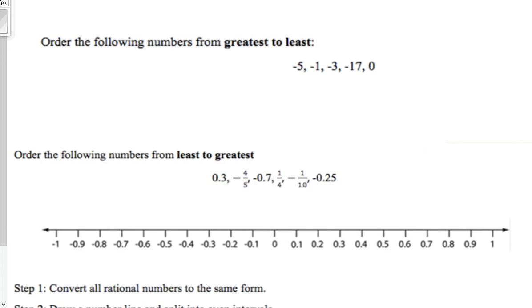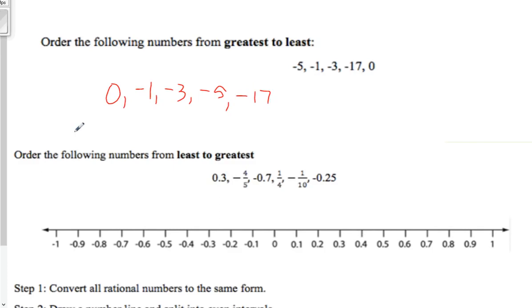All right, so order the following numbers from greatest to least. Remember that with negative numbers, the bigger the number, when it's negative, is the smaller the value. All right, so the greatest number here is going to be 0, then -1, -3, -5, and -17.